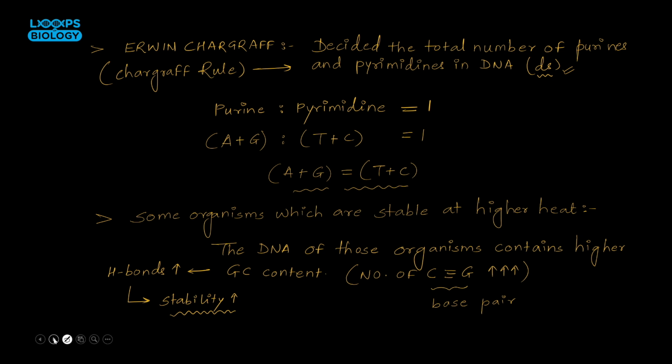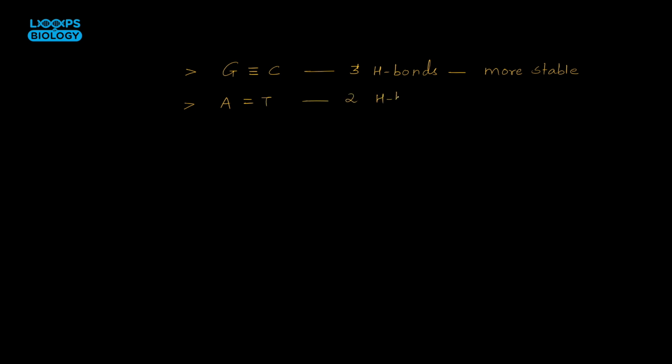Got this point? Is there any doubt? All right. So now if we are talking about GC content and AT content, G triple bond C has 3 hydrogen bonds, so it is more stable, and A double bond T has 2 hydrogen bonds, so they are slightly less stable than GC.